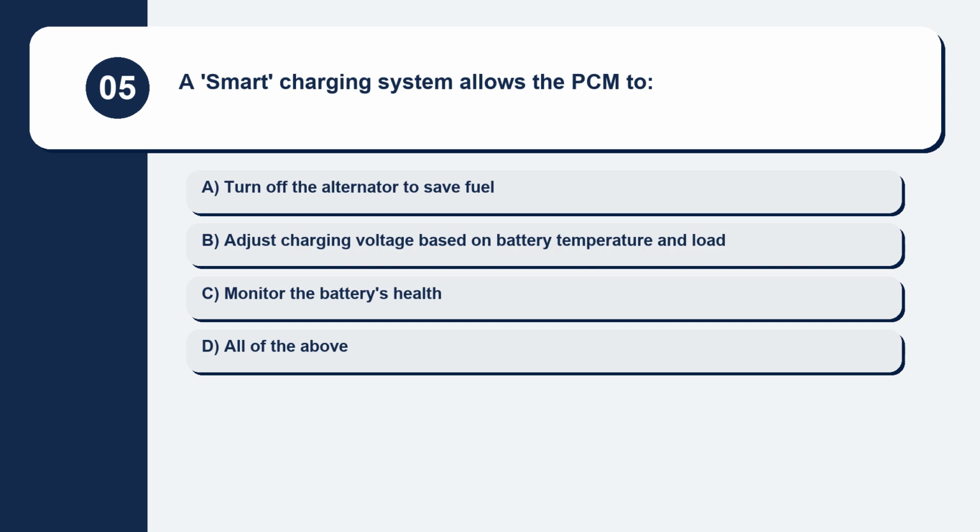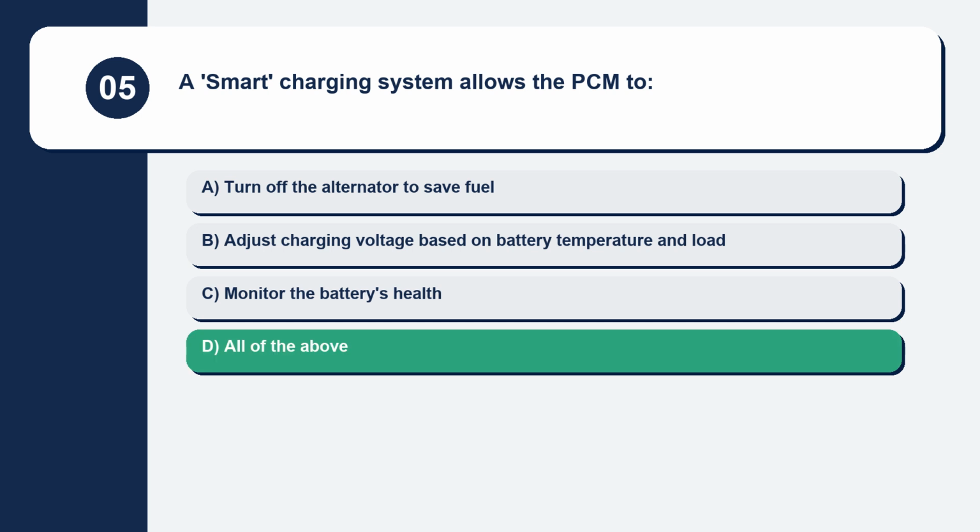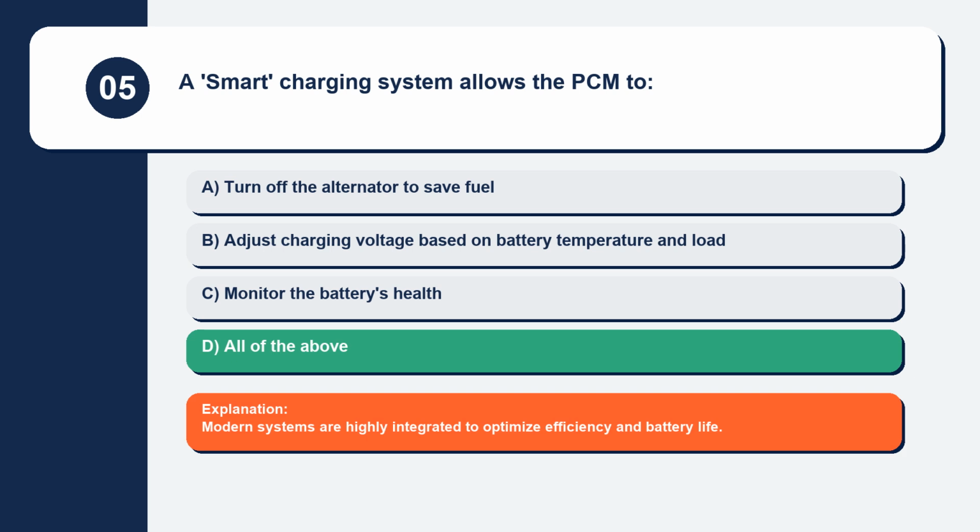Question 5. A smart charging system allows the PCM to: turn off the alternator to save fuel, adjust charging voltage based on battery temperature and load, monitor the battery's health. All of the above. Modern systems are highly integrated to optimize efficiency and battery life.